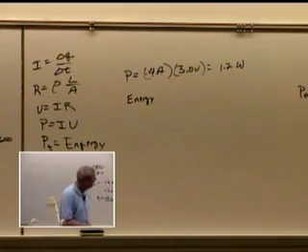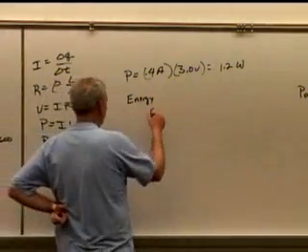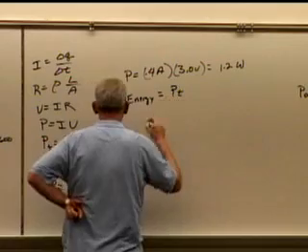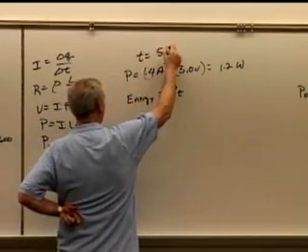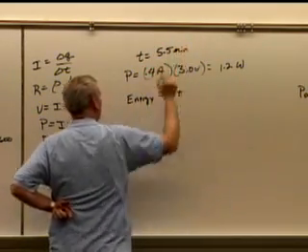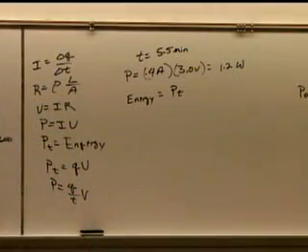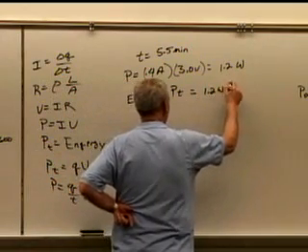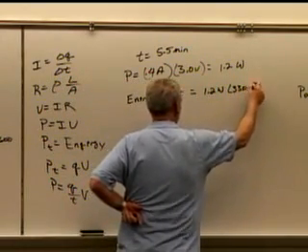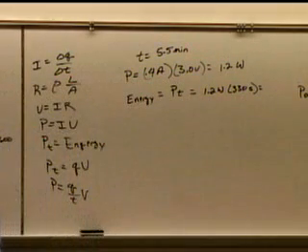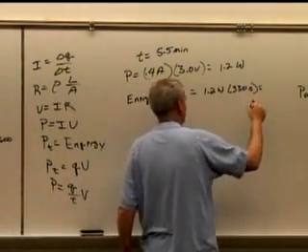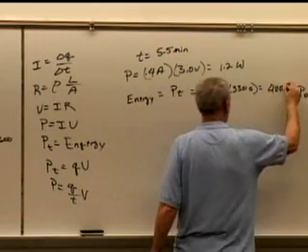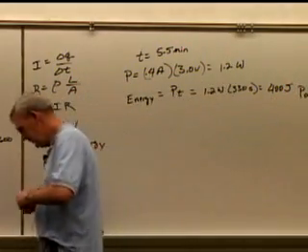So the energy is going to equal P times T, and they gave us that the time was 5.5 minutes, which would be 330 seconds. So it equals 1.2 watts times 330 seconds, which is 400 joules, roughly. Joules.